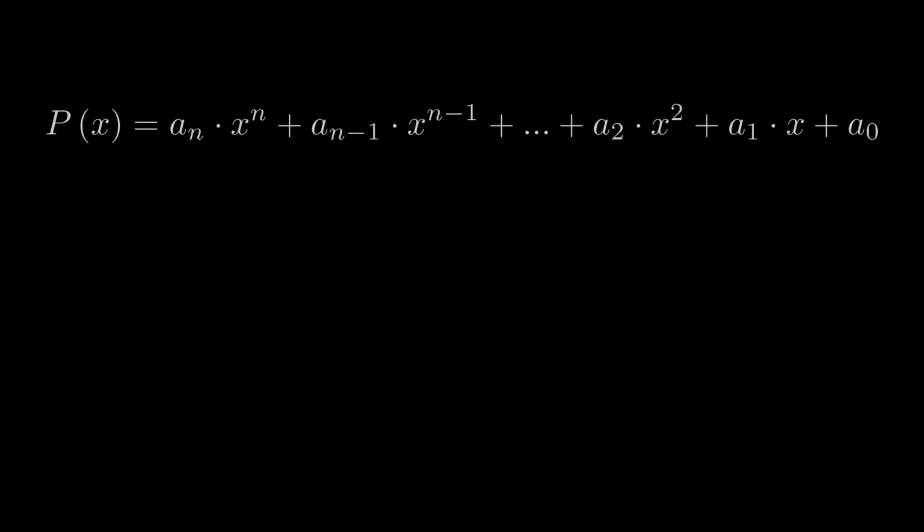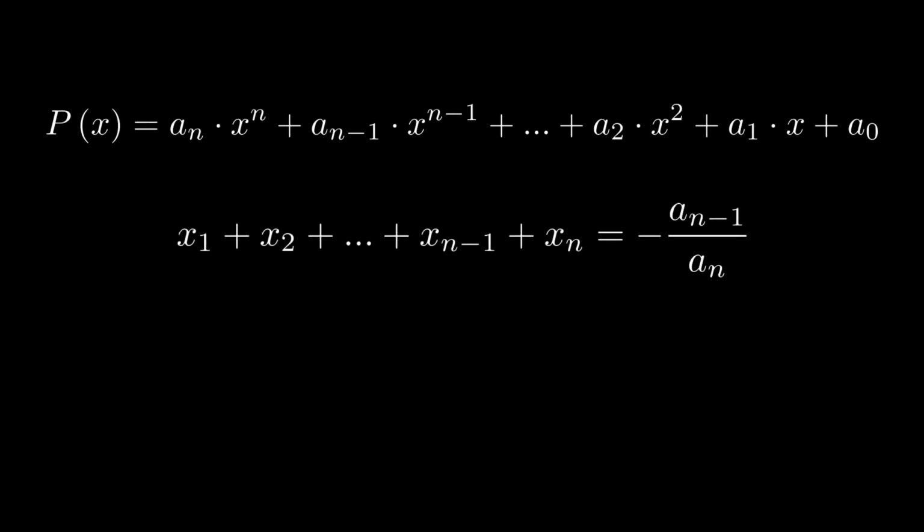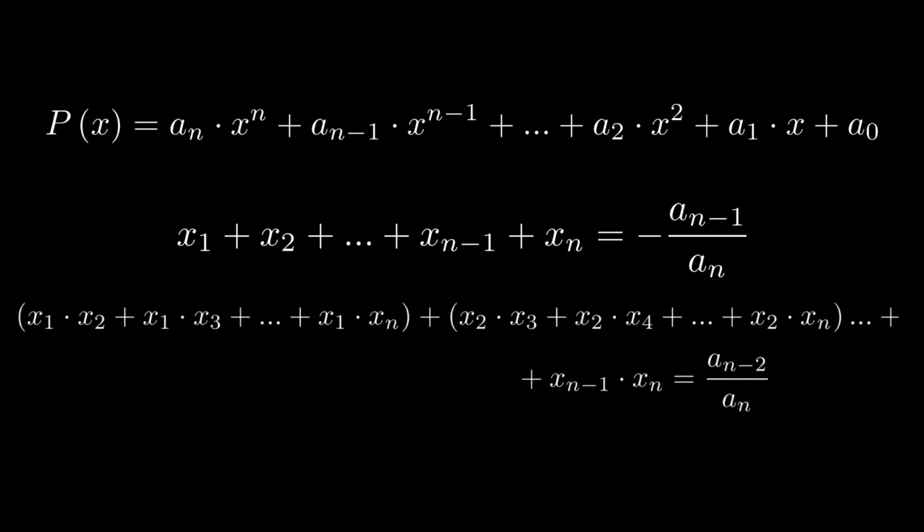If we go more general, we can see that the sum of the roots is always negative a sub n minus 1 over a sub n. If we then sum every possible pair of roots, we get a positive a sub n minus 2 over a sub n. This has to do with the fact that we subtract the roots. If we multiply two negatives, it becomes positive, and that causes Vieta's formulas to alternate in signs.